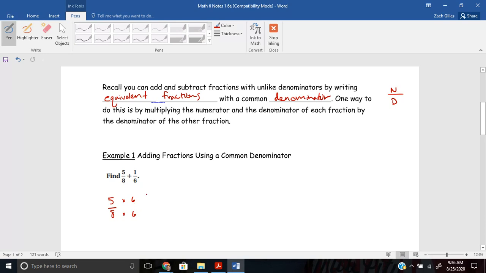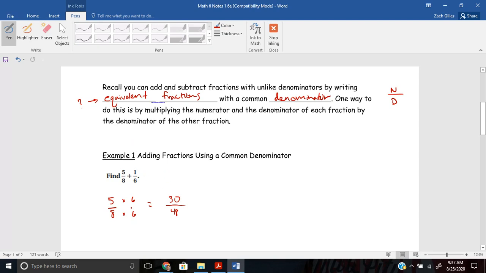Right? And why can we do that is my question for you. Why can we multiply this fraction by 6 on top and bottom and it stays the same? Well, you say, Mr. Yes, the numbers don't stay the same. 5 times 6 is 30, and 6 times 8 is 48. These aren't the same numbers, but why are they equivalent? Why are they the same value?